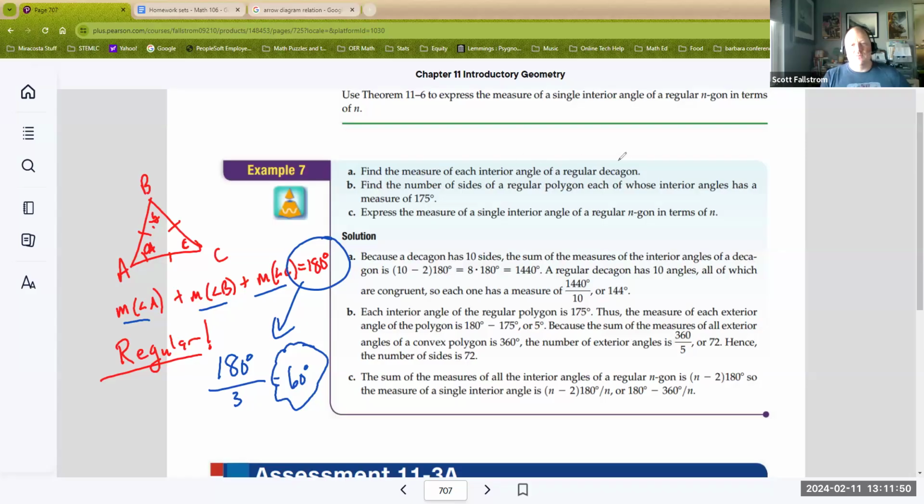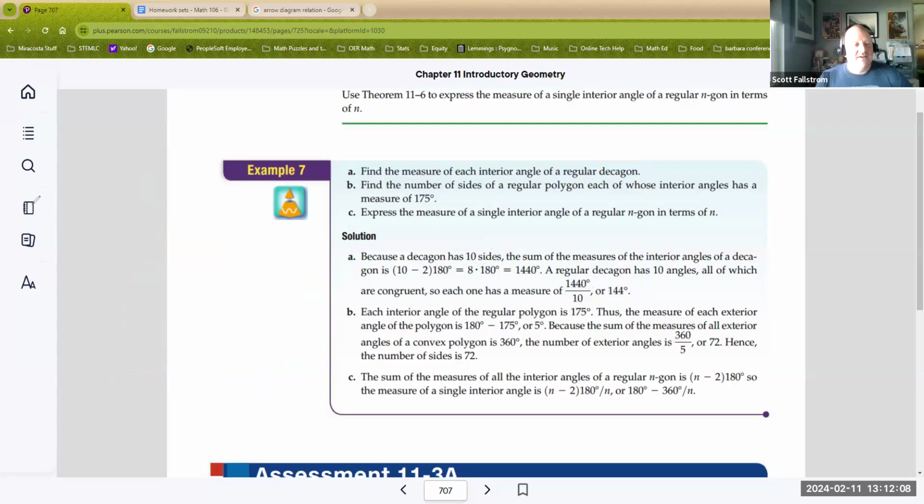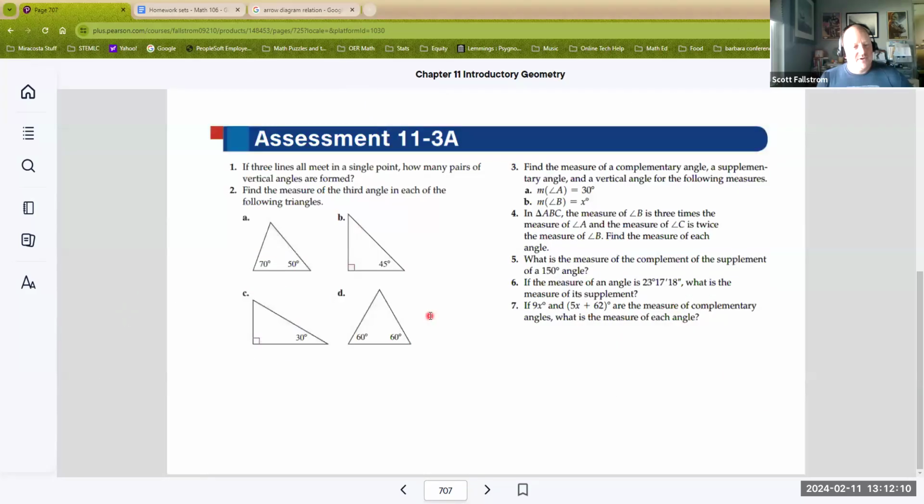And they do the same. They say, what if it was a regular decagon? Well, a decagon has 10 sides. So the sum of the interior angles is going to be more than 180, but I just take the total and I divide by 10. Done. So that is the big idea here. Couple of theorems we're going to use.